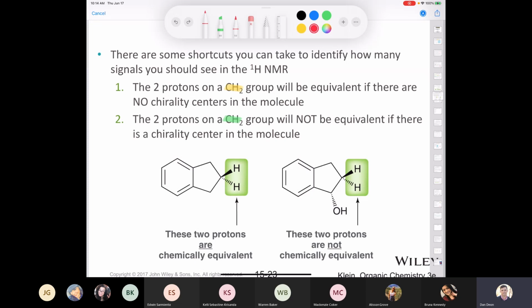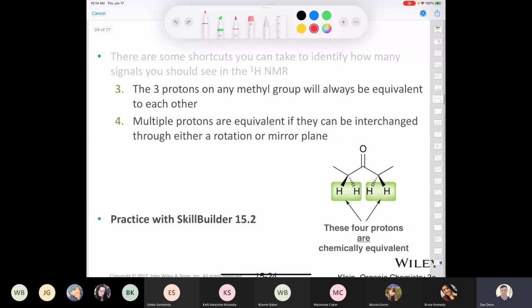So again, everybody loves shortcuts, but you can see how what we've learned in section 15.4 lends itself to questions very easily, right? Now, if you have three protons in a methyl group, we see CH3s all the time. By definition, all three of those protons are always going to be equivalent.